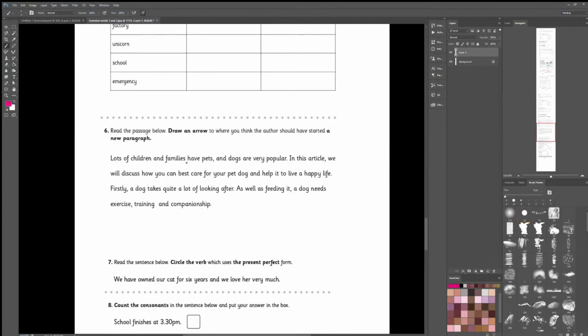Lots of children and families have pets, and dogs are very popular. In this article, we will discuss how you can best care for your pet dog and help it to live a happy life. Firstly, a dog takes quite a lot of looking after. As well as feeding it, a dog needs exercise, training, and companionship. As I read that, hopefully you would have heard there's a general introduction, and then we go into detail and we talk specifically about an animal. There is a break there. We need to start a new paragraph.